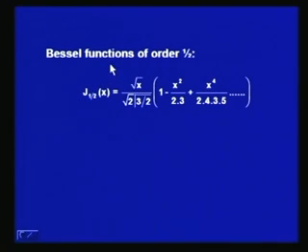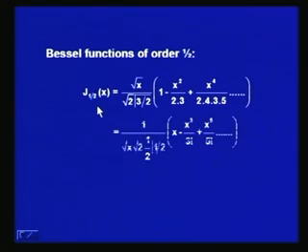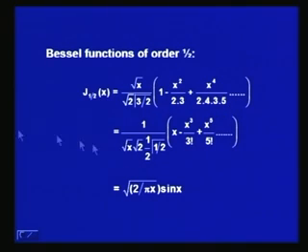Now, let us study the Bessel functions of order half. We can see that the infinite series expansion of J half x can be put in the closed form, that is in terms of the sin x function. J half x is equal to root x over root 2 into gamma 3 by 2, 1 minus x square over 2 into 3 plus x to the power 4 over 2 into 4 into 3 into 5 and so on, which is equal to 1 over root x into root 2, half gamma 3 by 2 is half, gamma half we know is root pi, and this becomes, after multiplying by root x in the numerator and denominator, x minus x cube by 3 factorial plus x to the power 5 by 5 factorial and so on, which is the Maclaurin series expansion of sin x function.